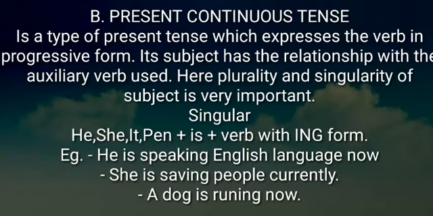Number 3, a dog is running now. The verb run has been added the ing form, and it is like the above examples. Now, you must understand, after writing a noun or pronoun, we put is plus verb in ing form, like those examples which have been shown there.